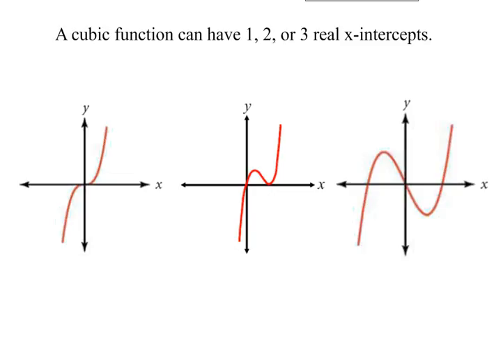We can apply the same information to a cubic function. These are the three scenarios that we've also already talked about, where a cubic function could have one x-intercept because it crosses the x-axis once. It could have two x-intercepts because it touches the x-axis twice. Or it could have three x-intercepts because it touches the x-axis three times.